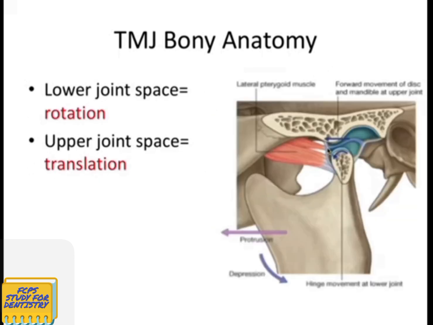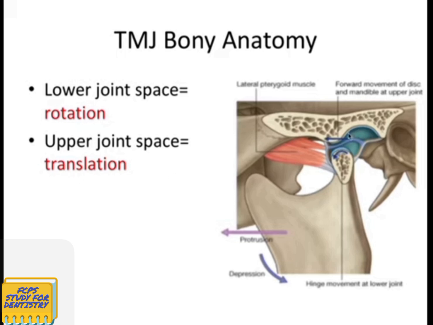So the articular disc, which we can see right here, actually separates the joint space into two separate cavities or compartments. The lower joint space, which is in here, is involved with rotation. This is where the condyle rotates during hinge movement, where the lower jaw is going from a closed position to about halfway open. The upper compartment, which is shown here, is instead involved with translation.